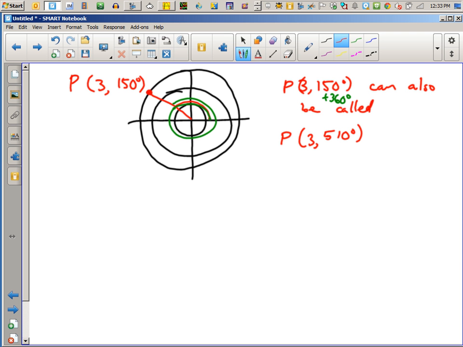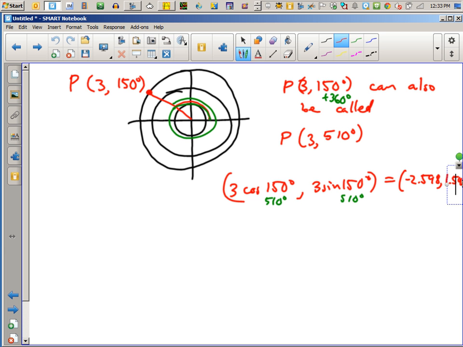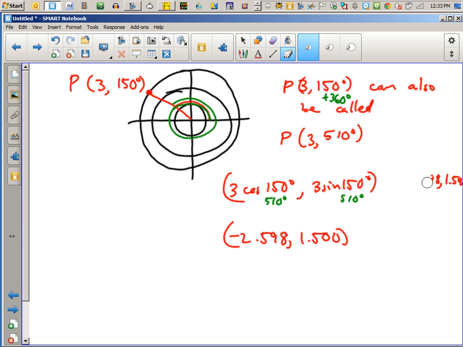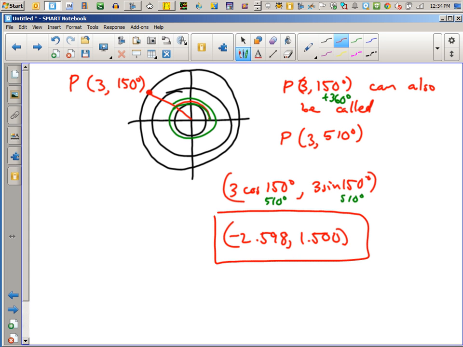Now what are the Cartesian or rectangular coordinates of this point? Well, it doesn't matter which one you choose, 3, 150 degrees or 3, 510 degrees. Either way you think of it, the x and y are the same. So if you take 3 cos 150 and 3 sine 150, or 3 cos 510, 3 sine 510, it doesn't matter. Either way you're going to get negative 2.598, comma 1.500. In other words, a point in space on a rectangular plane, like on a two-dimensional plane, has exactly one rectangular coordinates description.